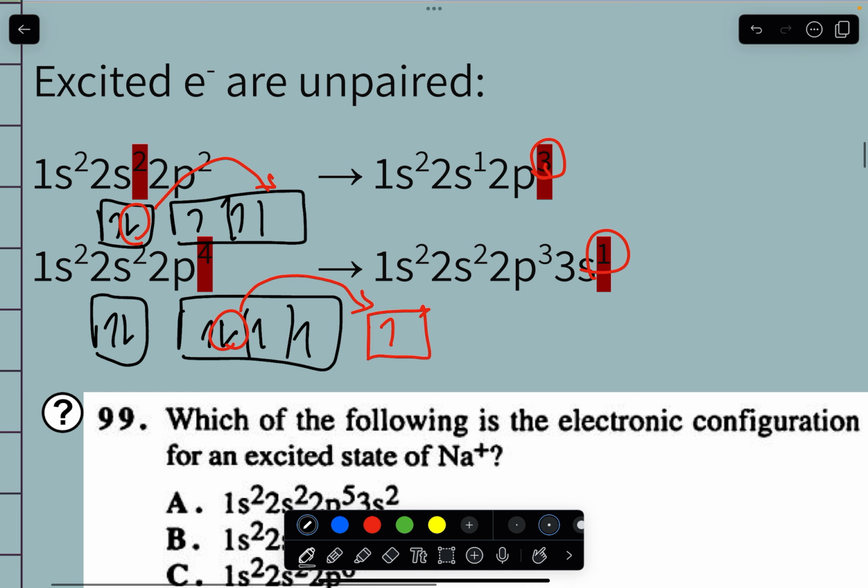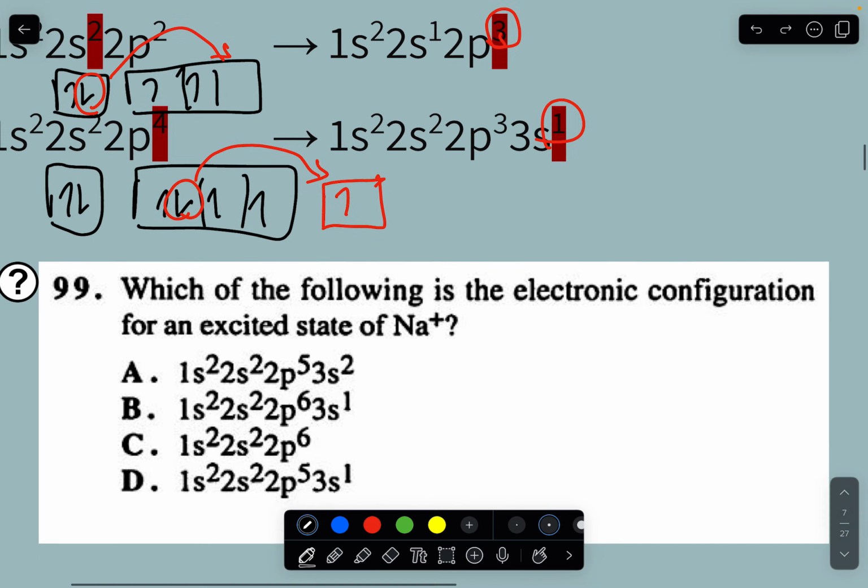So it can double up in that new position, but not in the same box. So a 2p is not going to go to another 2p. It's not going to go to one of these two spaces because that's the same energy level. It's going to go to a higher energy level, right?